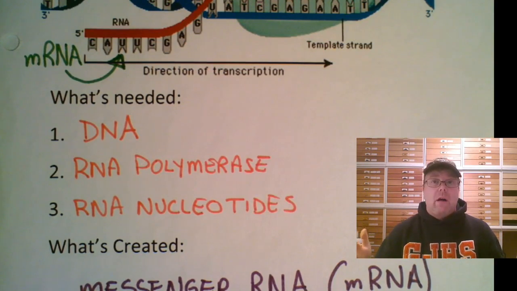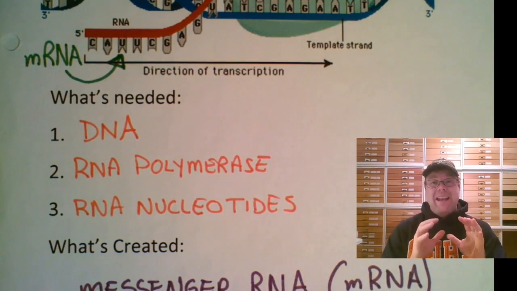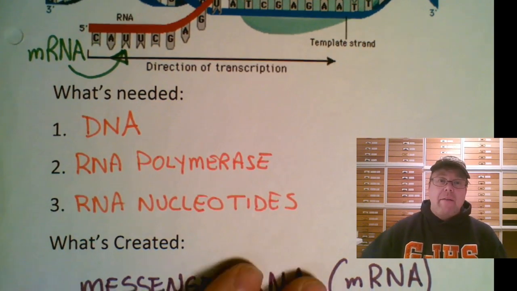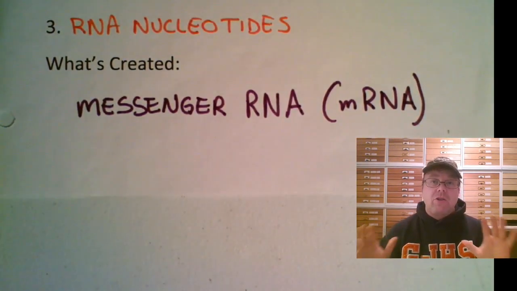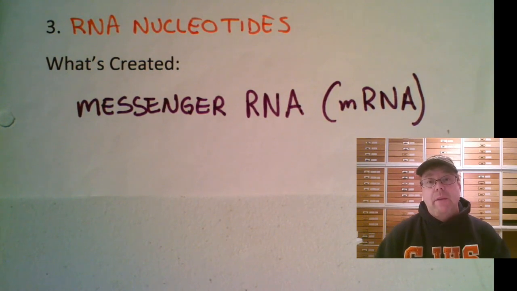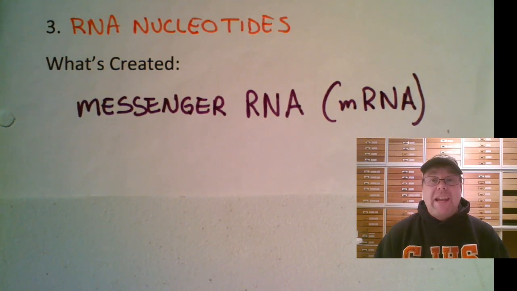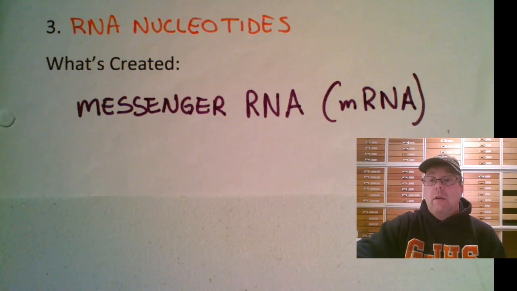And that's really all you need to know about transcription. So now we've got this messenger RNA. And once we have the messenger RNA, we can use this messenger RNA to build a protein. And that's going to be the next video, a process called translation, which is the second step in making a protein. All right.